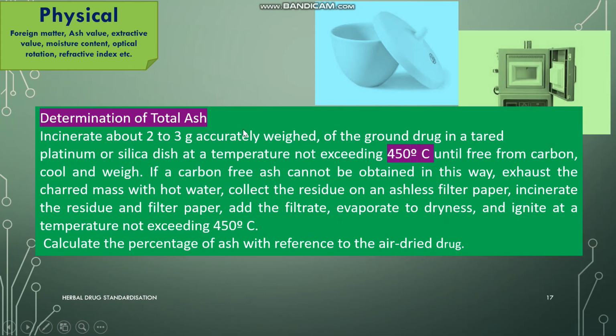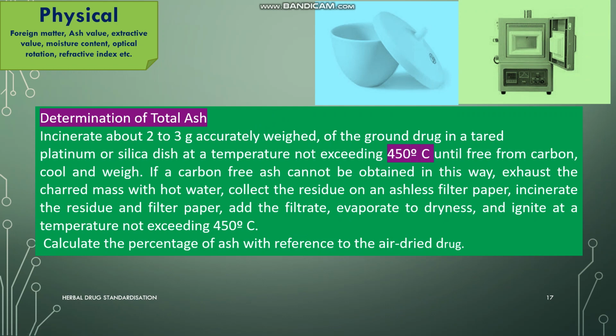Yes, very important: ash value determination, of the inorganic impurities present in the plant sample. So this is the parameter for determination of inorganic impurities in any plant material. So what is ash? It is basically the residue remaining after the incineration of the drug, and it has a special procedure. Just as in moisture content analysis we use the hot air oven or IR moisture balance, for the ash value we use a special device, that is the muffle furnace.